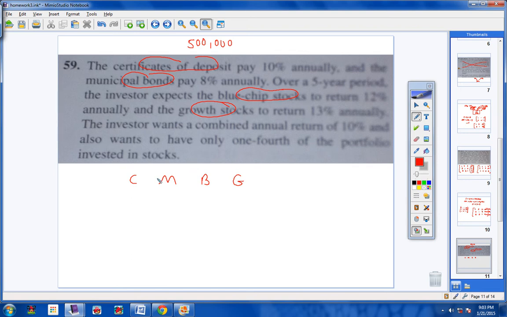So I need 4 equations. Well, I'm not sure how much I'm investing in each one, but I know if I add up how much I'm investing in each of the four, it'll equal $500,000, because it said in the directions that's how much money I had to invest. Okay, now let's continue on. Let's see if we can come up with some more equations here.